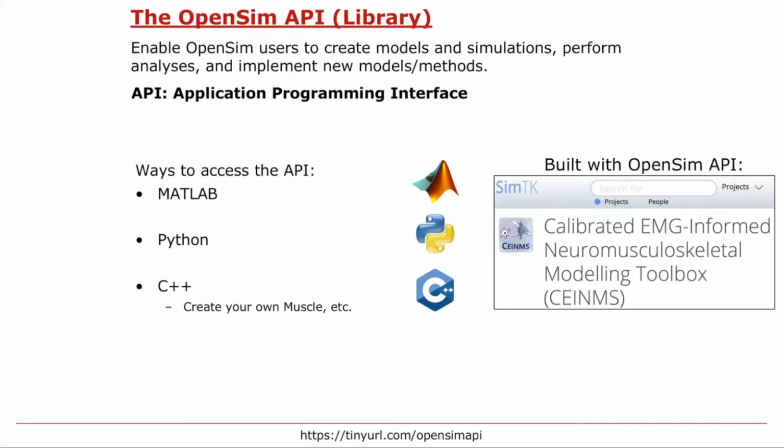The API basically means using OpenSim as a software library. Many users have created their own applications using the OpenSim API, such as the CEINMS toolkit for simulations that depend on EMG data. Learning OpenSim's API is the first step towards expanding what you can accomplish with OpenSim.